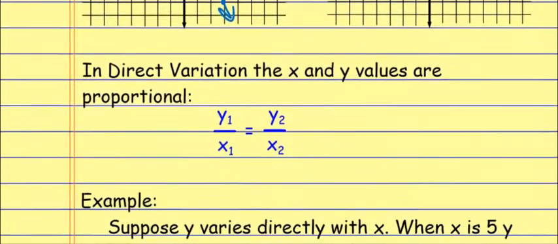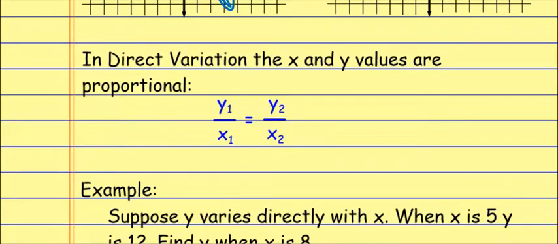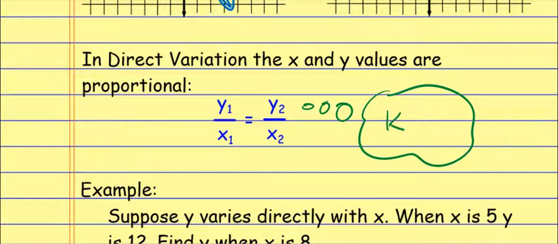So now here's the thing that's really special about direct variation, and this is why it's called the constant of variation. In direct variation, the x and y values are proportional. In other words, if I take one ordered pair and do the y value over the x value, it equals any other ordered pair where I do the y value over the x value. So here, the idea is y1 over x1 equals y2 over x2. So any ordered pair is proportional to any other ordered pair.